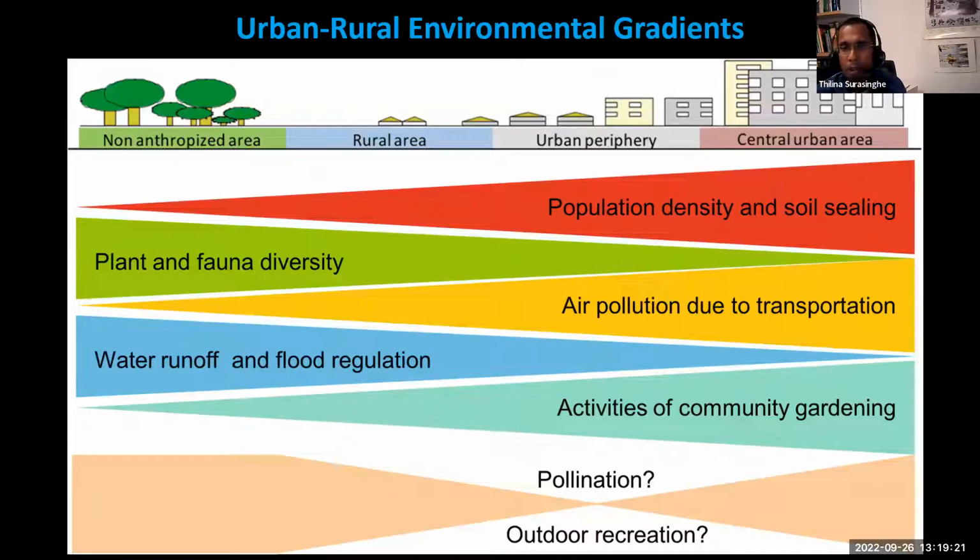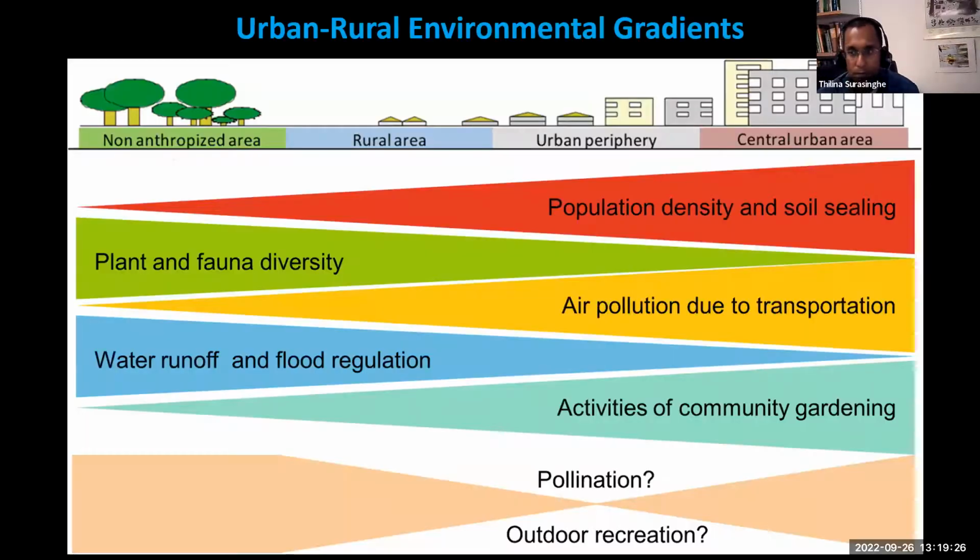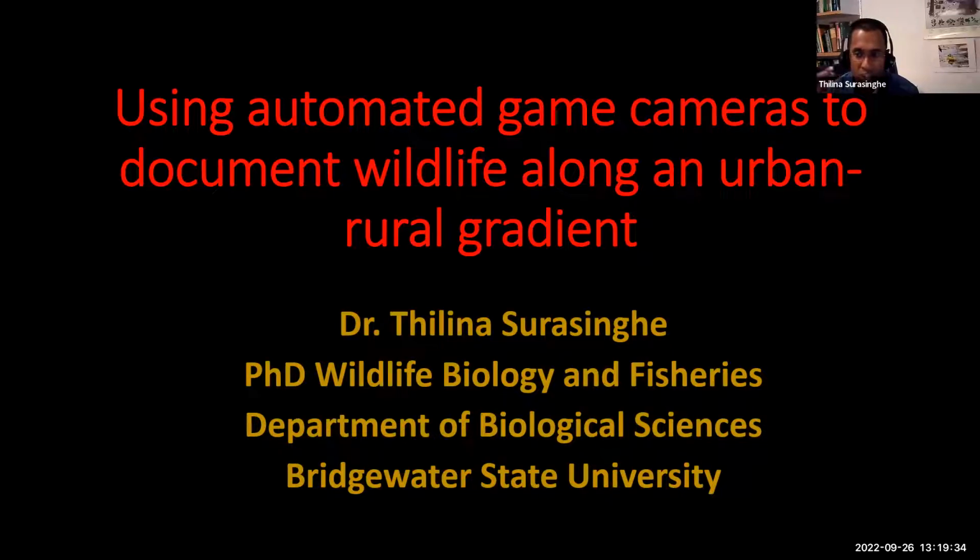So, now, before actually getting into the project, let me talk about the background, the premise for this particular project. This research is studying wildlife distribution along urban to rural gradients using an automated monitoring method. It's not an active sampling method, rather a passive sampling method, which is actually better than active sampling.